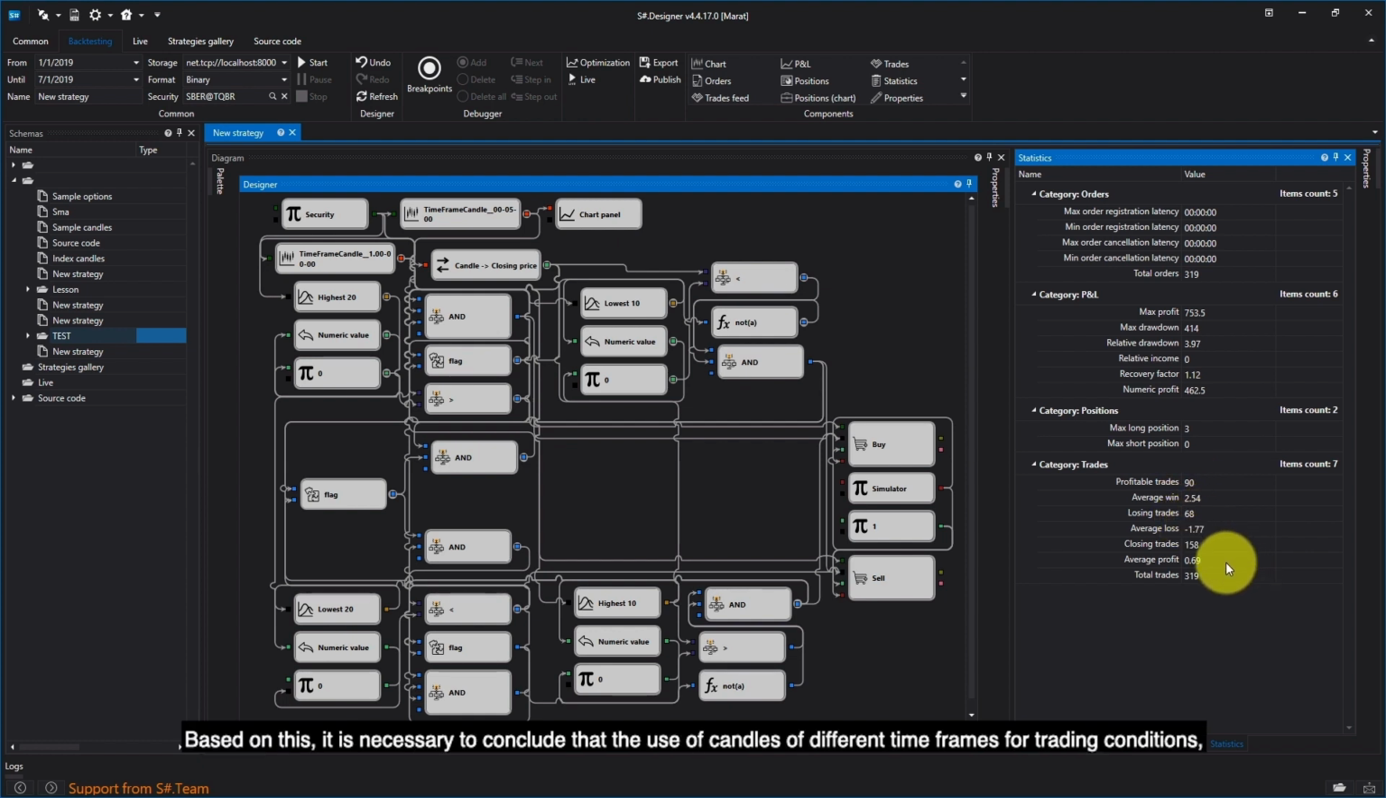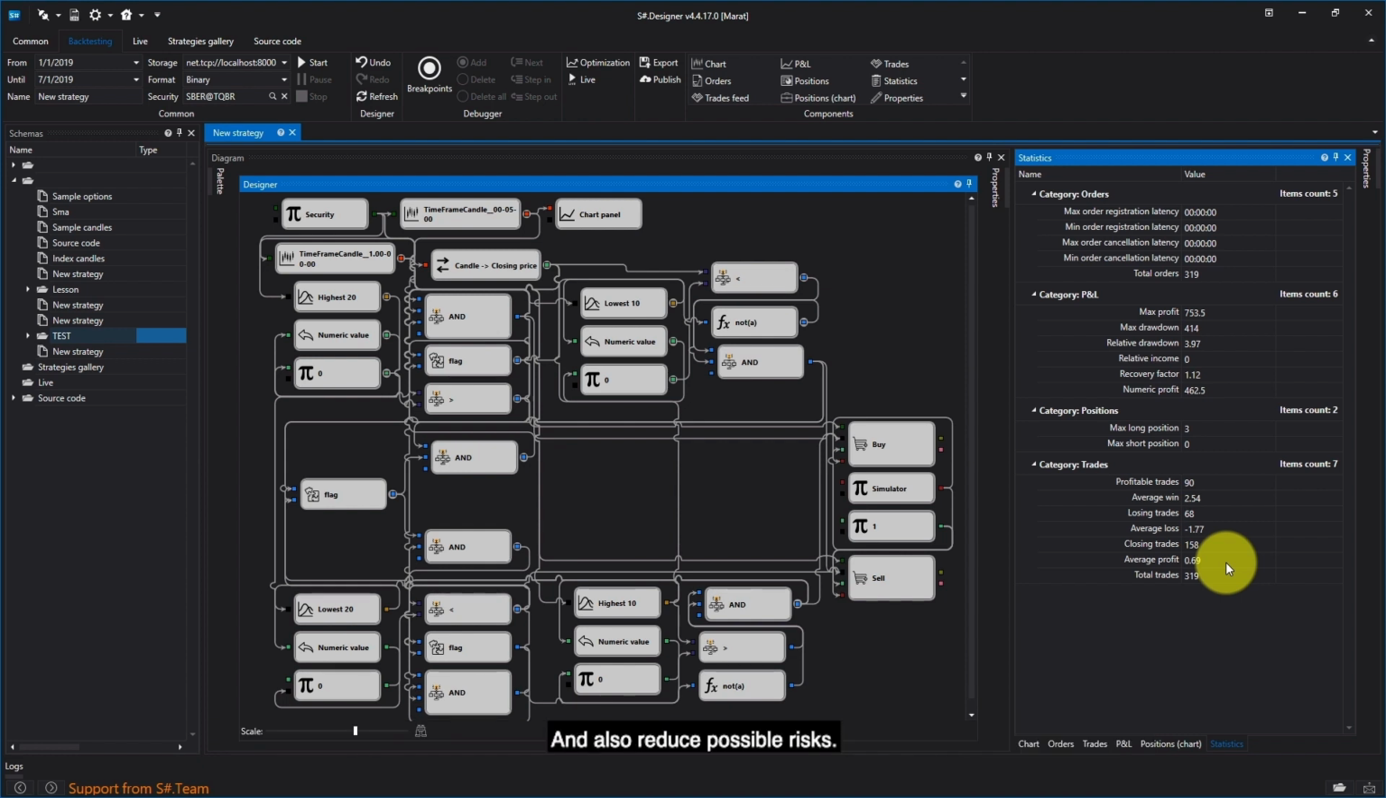Based on this, it is necessary to conclude that the use of candles of different time frames for trading conditions can significantly facilitate the work of a trader by making the market more predictable and the strategy flexible. The trader gets the opportunity to potentially predict market behavior, thereby increasing profits, and also reduce possible risks. Using indicator cubes, a trader can determine the maximum and minimum values of interest to him by building a more complex but more profitable strategy.